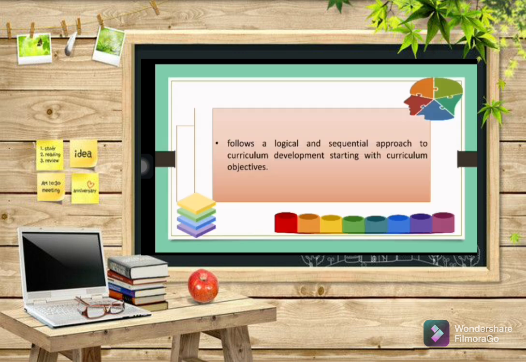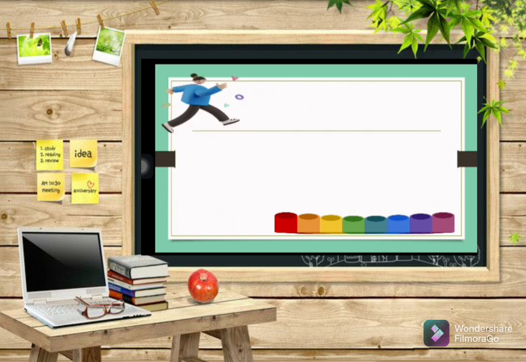The linear models follow a logical and sequential approach to curriculum development, starting with curriculum objectives. The steps proceed in a more or less sequential straight line from beginning to end. It provides a clear and simple approach to building a curriculum. The first linear model is Tyler's rational linear model.